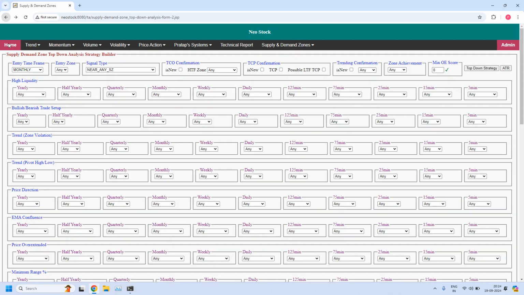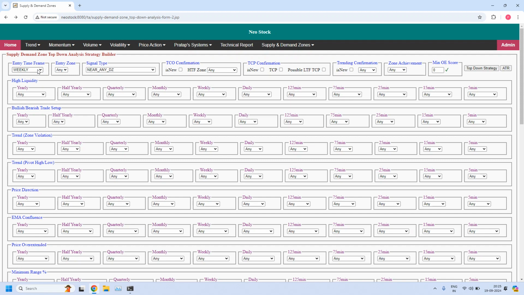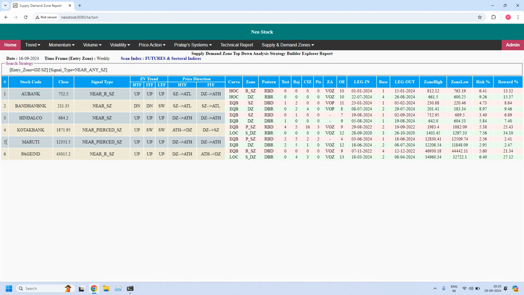Next time frame is weekly. Let us find the stocks near weekly demand zone. 12 stocks are filtered near to the weekly demand zone. Next, for weekly time frame, let us find the stocks near weekly supply zone. 6 stocks are filtered near to the weekly supply zone.